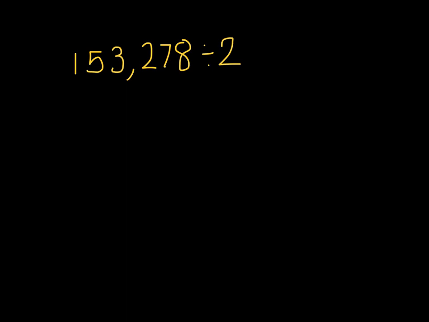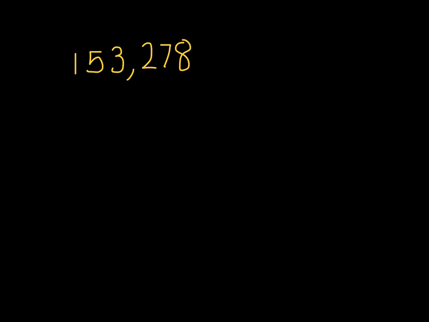153,278 divided by 2. So we're going to look right here at the last digit. That's an 8. We're going to look at our divisibility rules for 2, and it says a number is divisible by 2 if it is an even number. This 8 tells us it's an even number, so this won't have a remainder. So let's see what the answer will be as we work it out using short division.